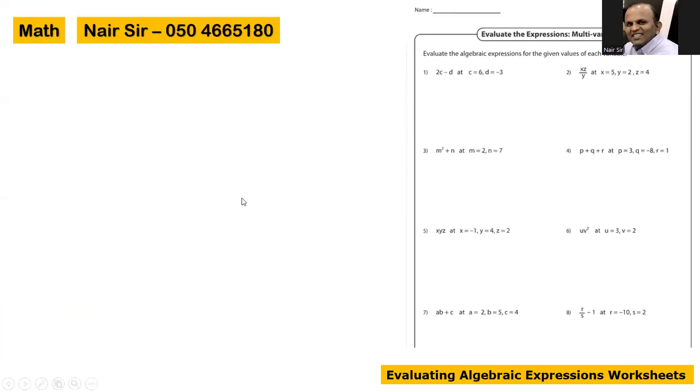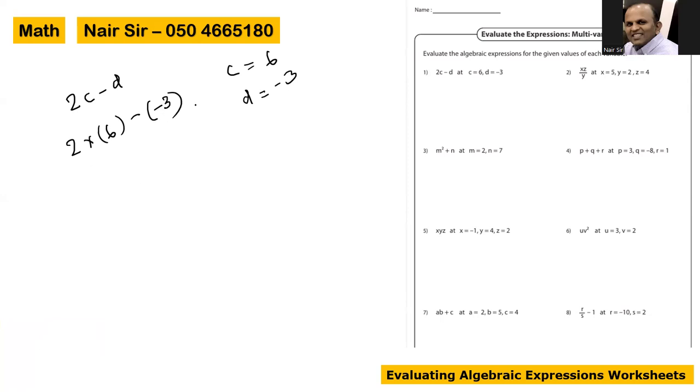The moderate questions, they are going to play with the sign. Remember that a teacher has to check whether my children know everything or not. 2c minus d. And what are they saying? C is equal to 6 and D is equal to minus 3. Okay. 2 into C is 6, minus. This minus is different. Then D is minus 3. I'm using the bracket.